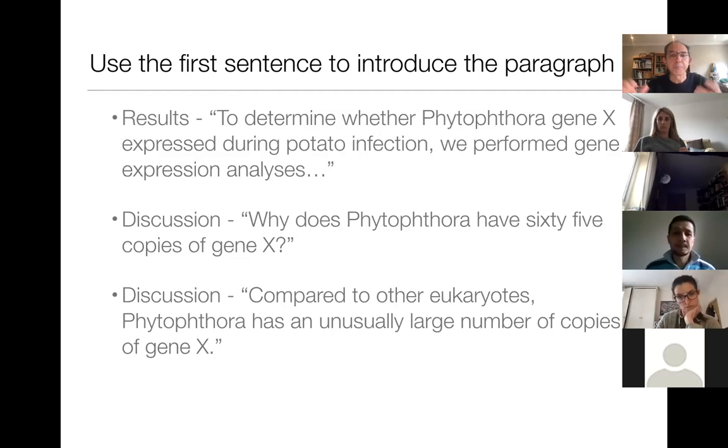Discussion. Again, for the discussion, we covered that, but this is an example. So start the discussion paragraph with a question. It's a great way to start the discussion paragraph. Why does Phytophthora have 65 copies of this gene? And then you can spend the paragraph answering that question, discussing that topic.